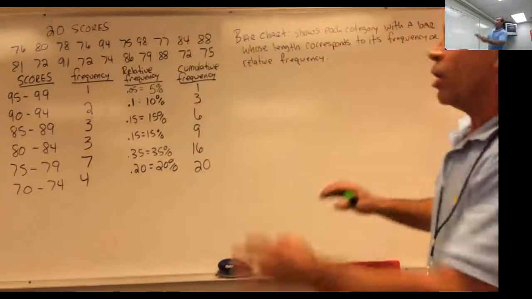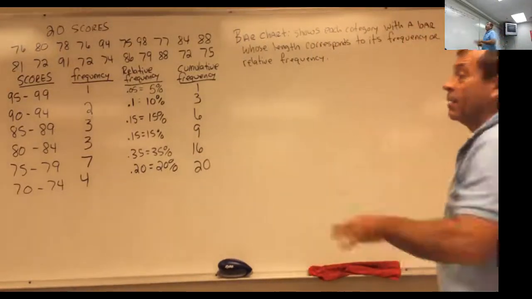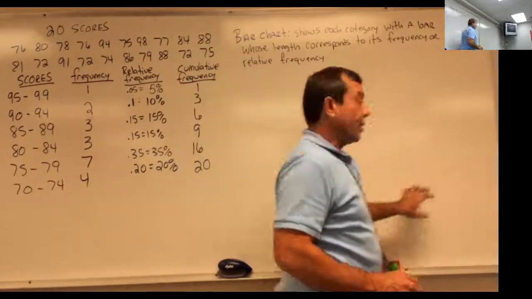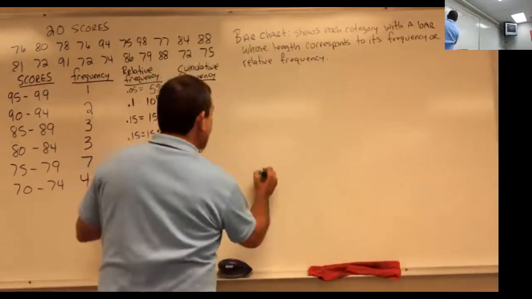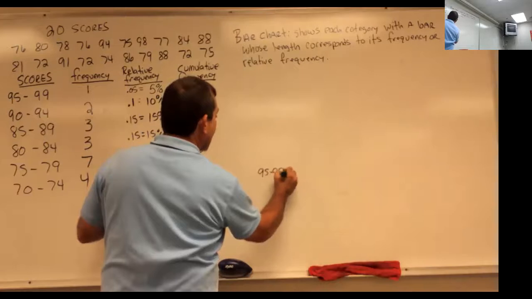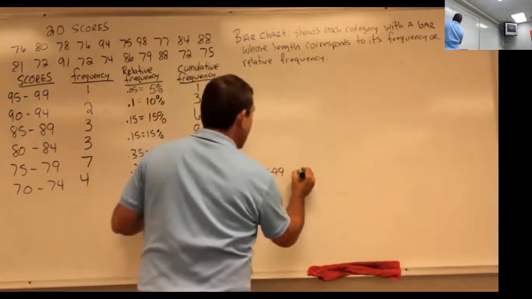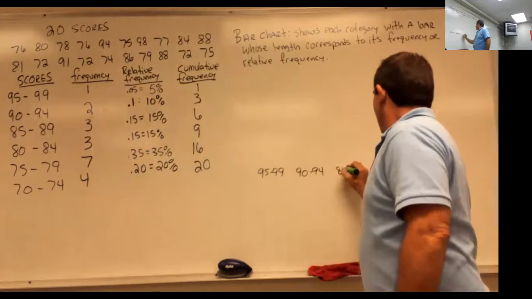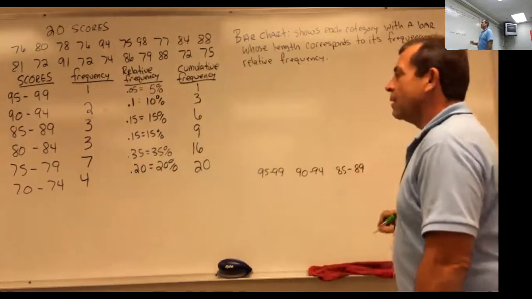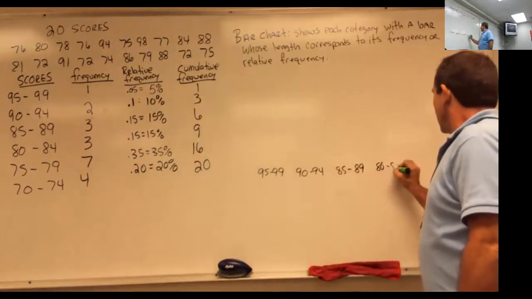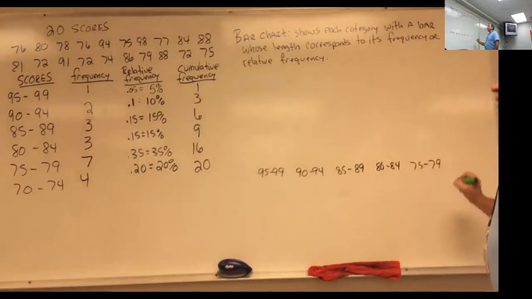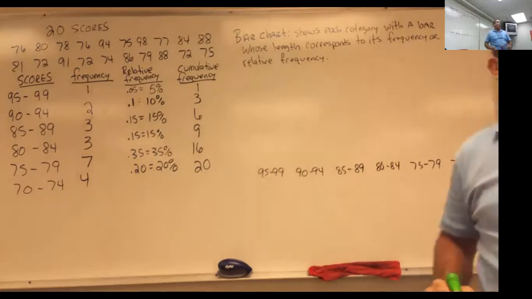So if we were to do one off of the data I had, on the bottom I would list my categories. I had 95 to 99, 90 to 94, 85 to 89, 80 to 84, 75 to 79, and then finally I had 70 to 74. Okay.